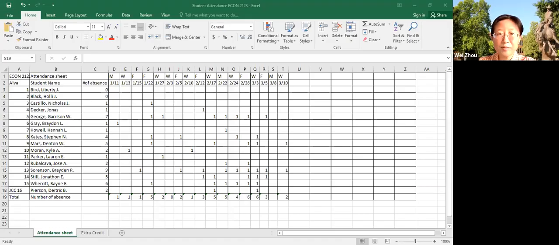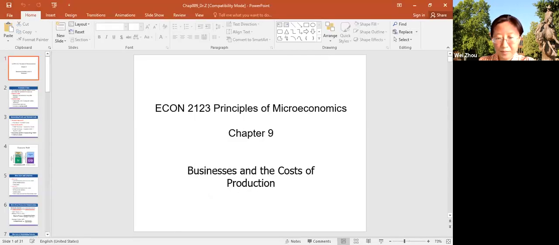Okay, so chapter 9, we are talking about the business. From this chapter, all we're going to talk about is the business, how business is going to make decisions to maximize their profit. And the profit includes two parts, revenue and cost. So in this chapter, we touch base on the profit a little bit, but the majority part, we talk about the cost.